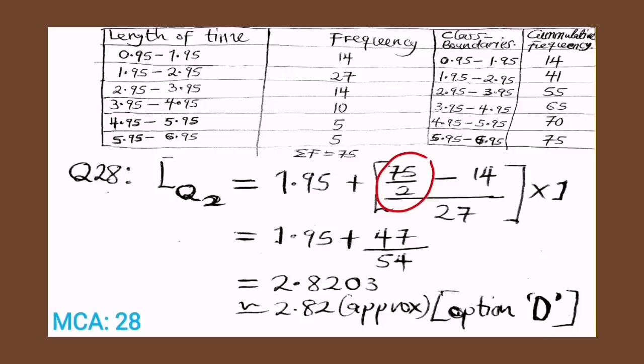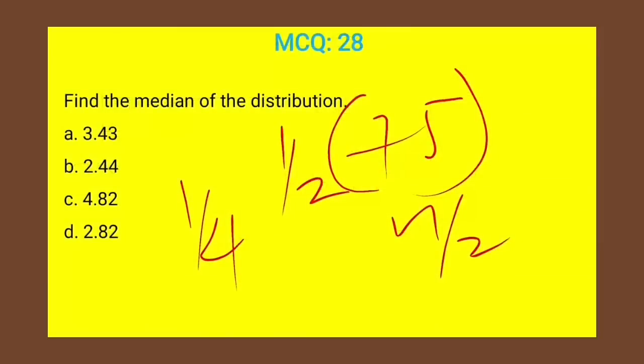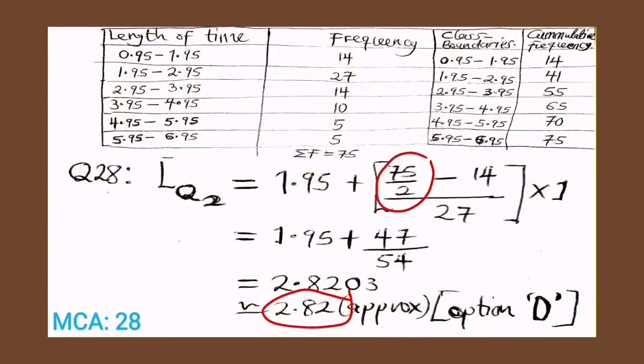So you see they're going to arrive at 2.82. And let's see the options here. So we have 3.43, 2.44, 4.82, then 2.82. So option D is going to be the answer in that case. So let's take note of that. So option D is here.